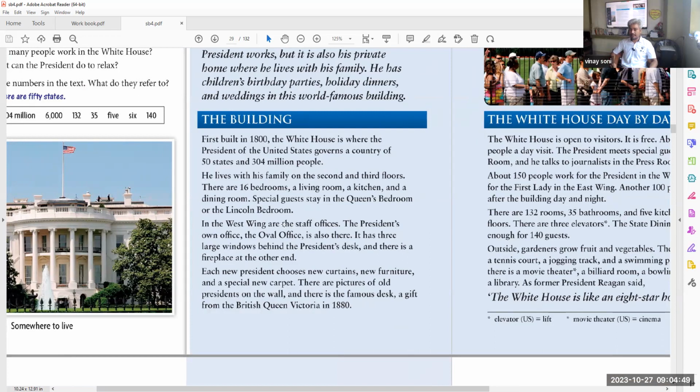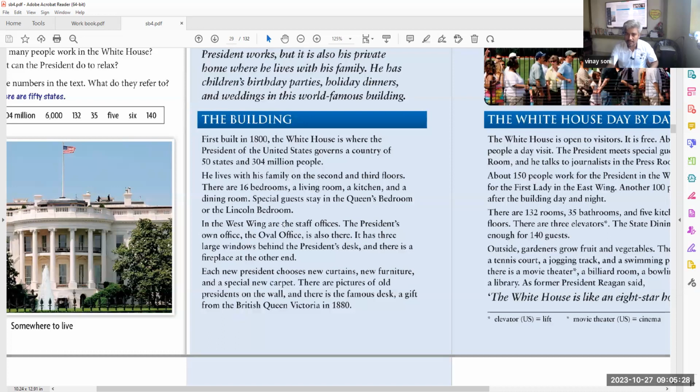First built in 1800. The White House is where the President of the United States governs a country of 50 states and 304 million people. So this paragraph gives us some information. What information do we get? That the United States of America has 50 states.